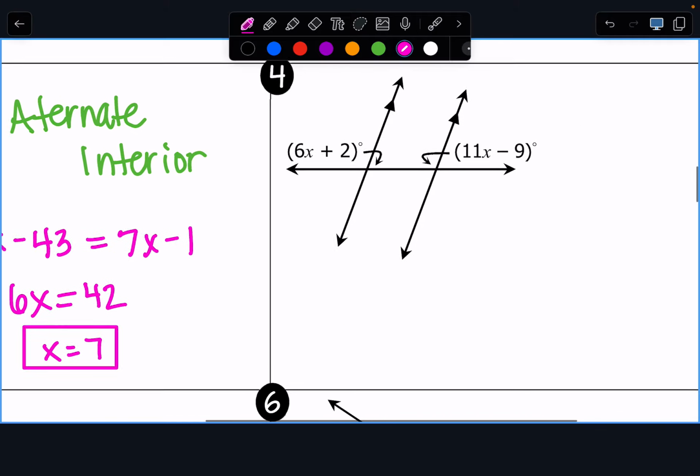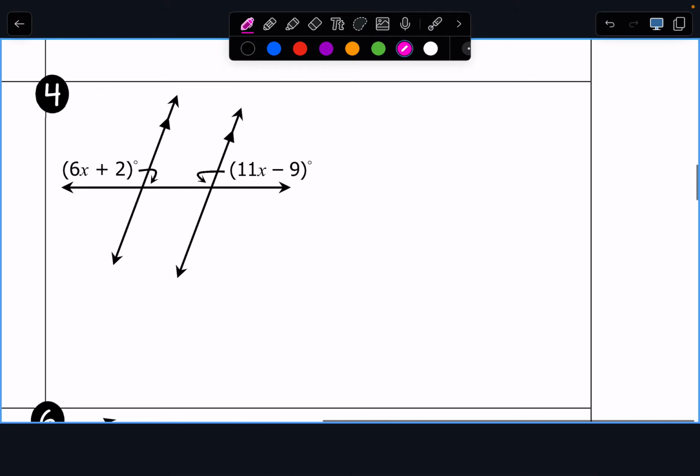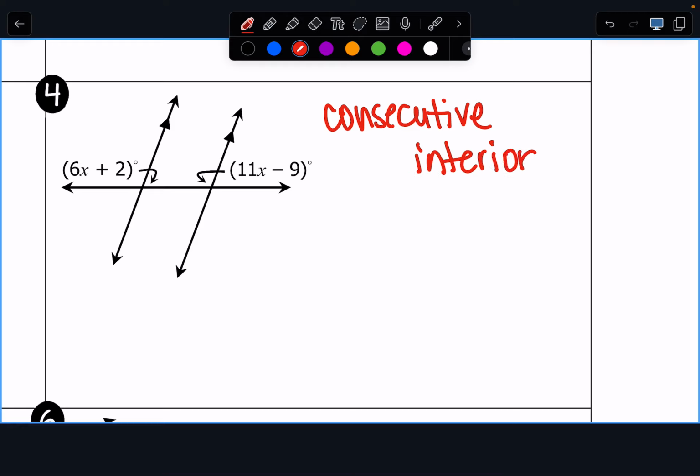Okay, now the fun one is number 4. Number 4, what kind of angles do we have? We have consecutive interior angles, and consecutive interior angles are not the same. What are they? They are supplementary. They are supplementary, which means we need to take our angles. We are not setting them equal, but instead we know their sum is 180. So if I add the two angles, they should equal 180. So that's the equation I need you to set up.